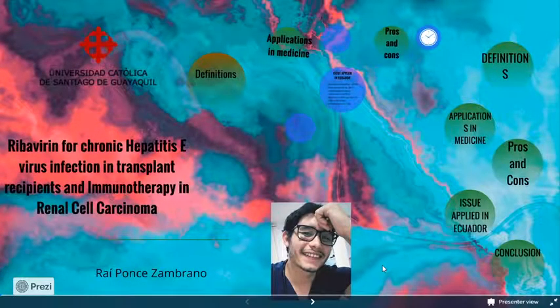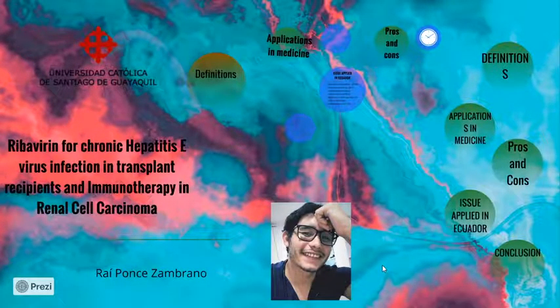Hi everybody, my topic is Ribavirin for chronic hepatitis E virus infection in transplant recipients and immunotherapy in renal cell carcinoma.